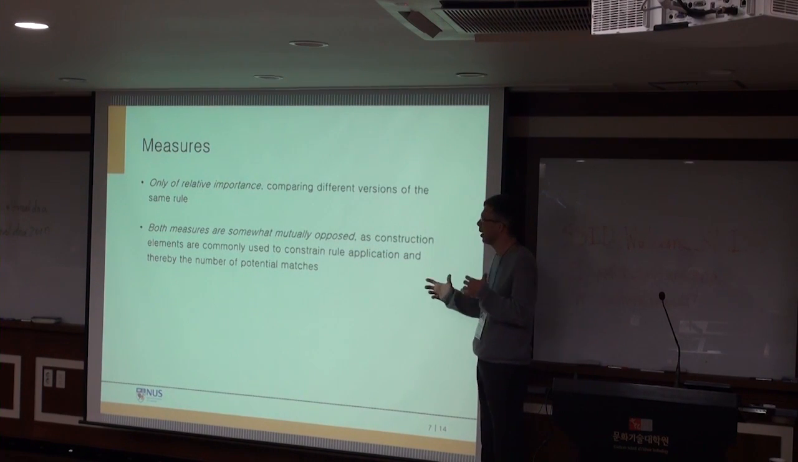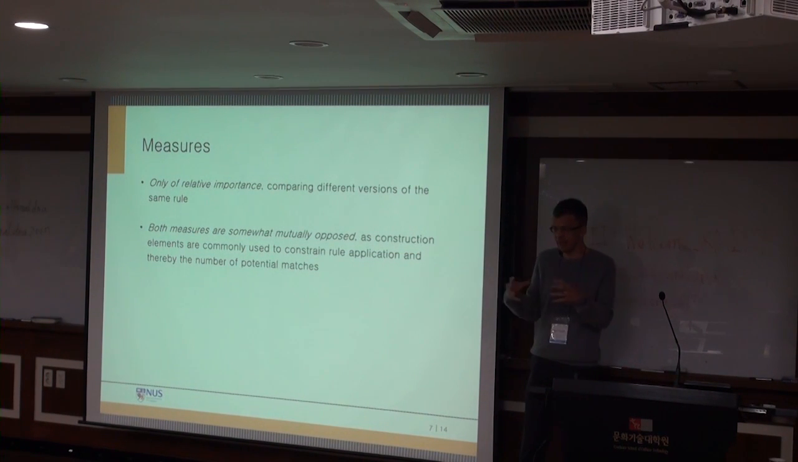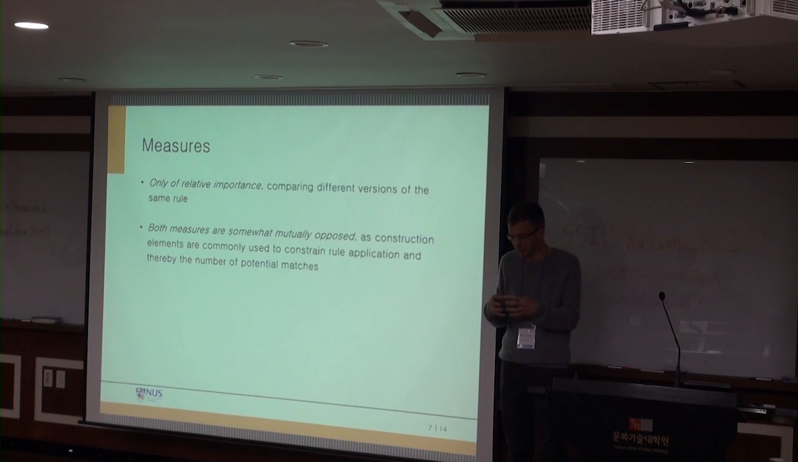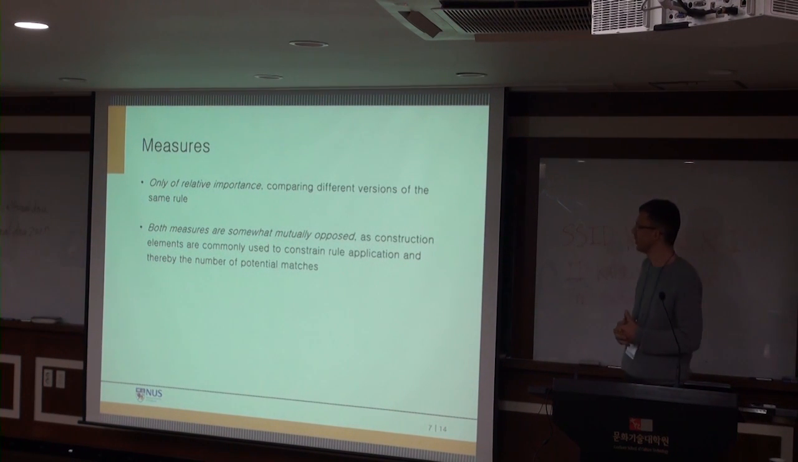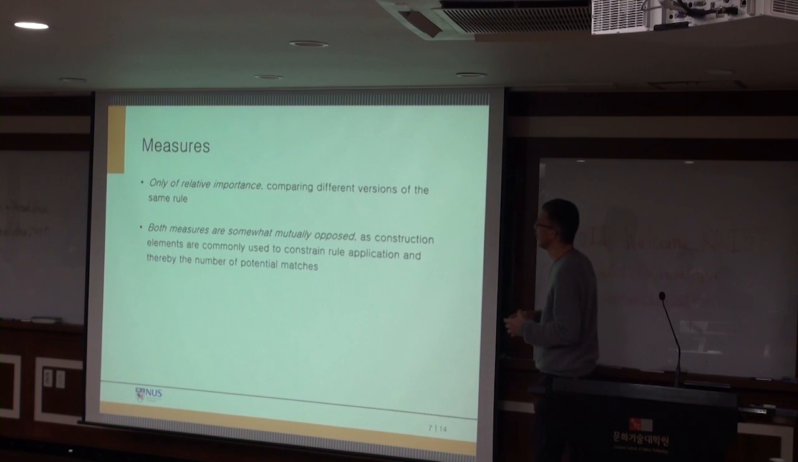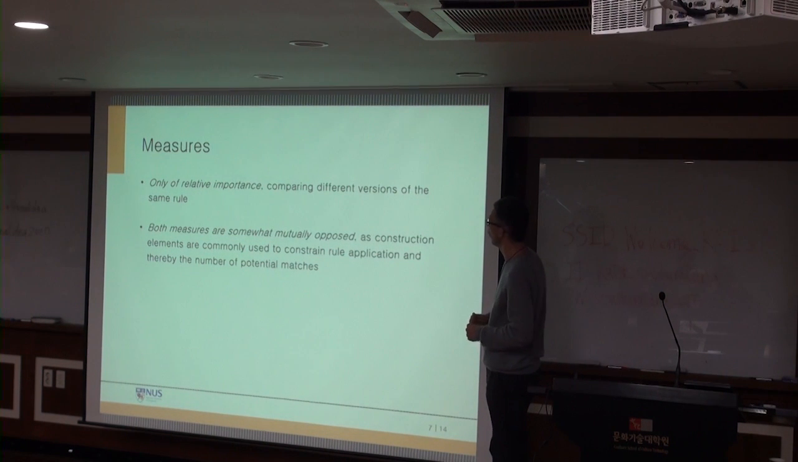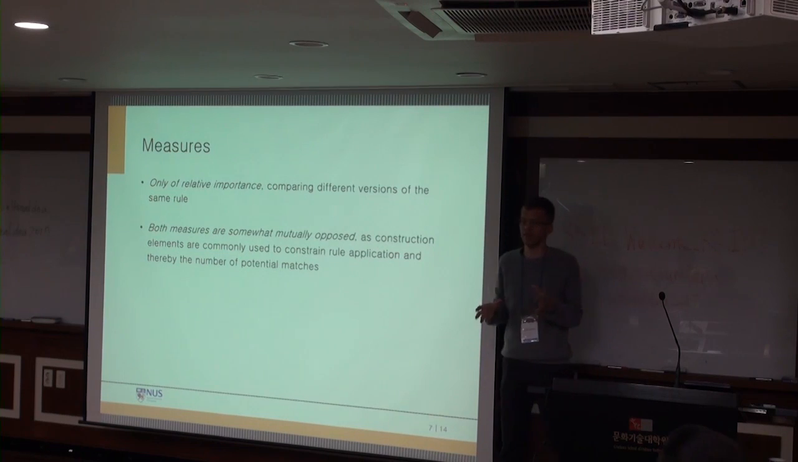So they are kind of in opposition to each other. You can add a lot of construction elements, and then you will have only exactly those potential matches that you're interested in, but then that might also not be what you want. So the idea here is, can we find some kind of balance?